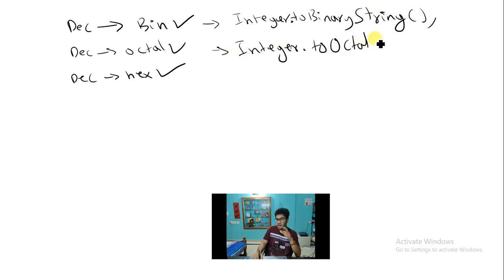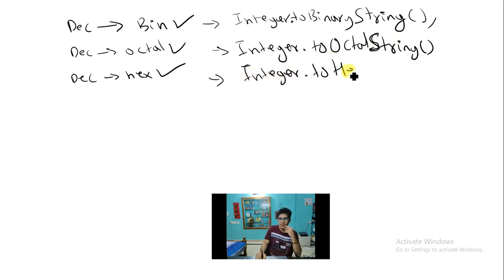And I want you to understand String. Can you see S is in uppercase? Yes, because this is a method, and in a method name the first word will be lowercase and the rest of the words will start with uppercase. And for hex, it is Integer dot toHexString. So these are the three methods which you have learned.